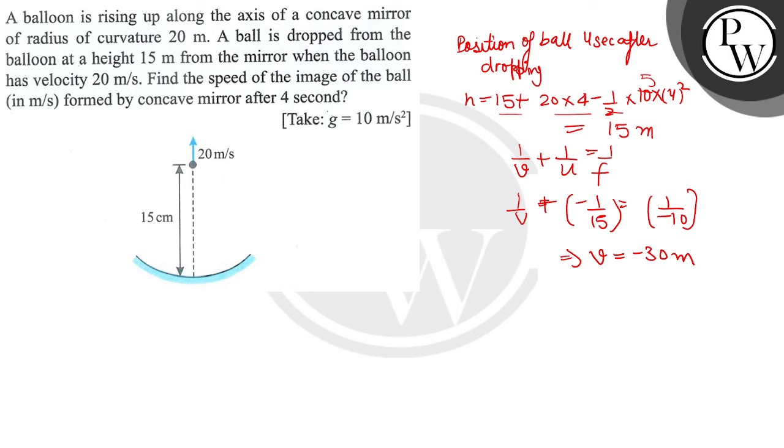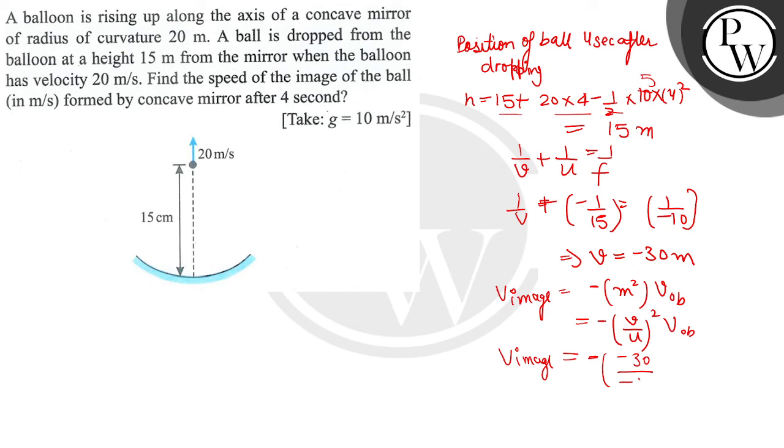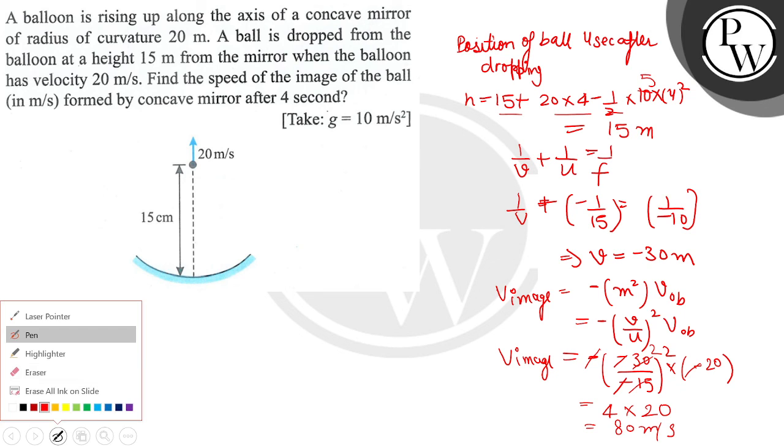Now the velocity of image we can write as v of image is equal to minus of m square into v of object. So we can write m as v upon u, whole square, into v of object. Now putting the values, v of image is minus of 30 upon minus of 15 whole square. This minus will cancel out with this minus, and minus of 20 which was the object velocity. Now we are left with 2 square, that is 4, into this minus will cancel out with this minus, 4 into 20, that will be 80 meter per second, which was the required answer which we had to find.